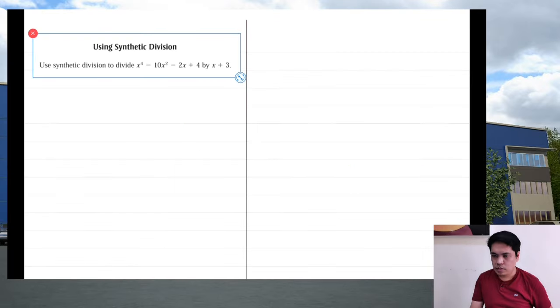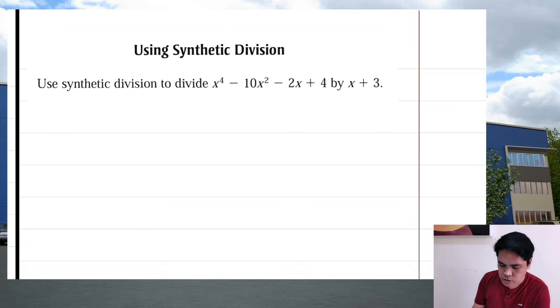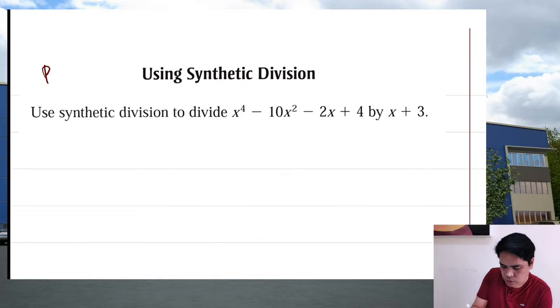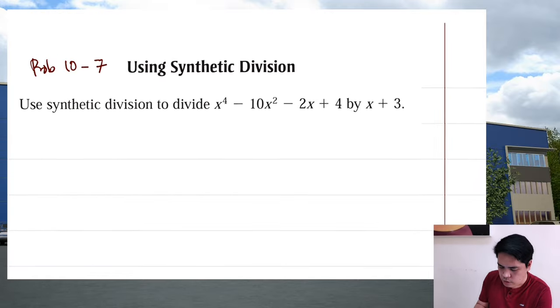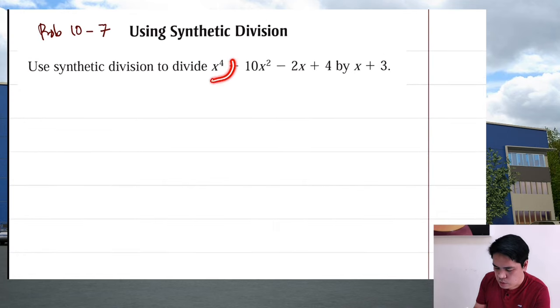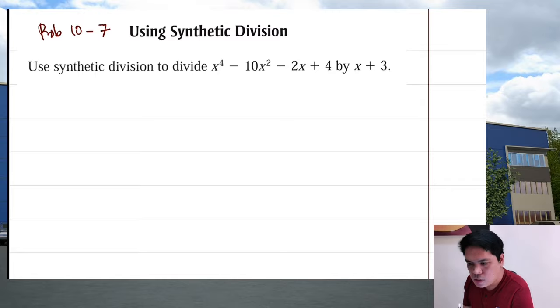Okay? Now, another way of dividing polynomials is by using synthetic division. So I'll just explain as we go along the process of synthetic division. Let's call this problem 10-7. I think it's 7. So use synthetic division to divide x raised to 4 minus 10x squared minus 2x plus 4 divided by x plus 3.